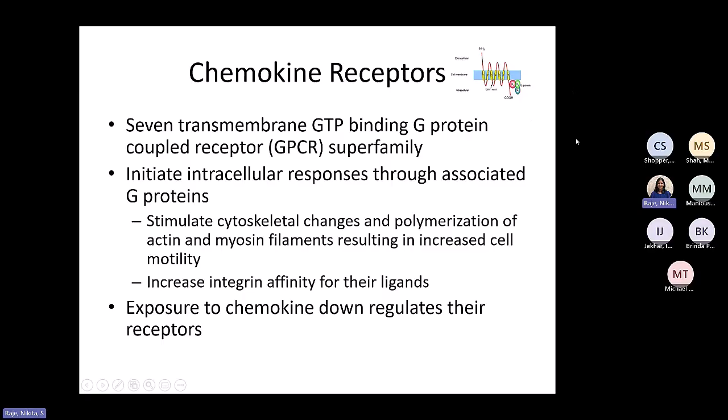So the GPCR receptors can bind to the chemokines. And when they are bound, they initiate intracellular responses through associated G proteins. They help in, again, cytoskeletal changes, polymerization of actin and myosin filaments, so that they increase the cell motility. They increase integrin affinity for their ligands, which we'll see in a minute here. And once there is enough chemokine, it can downregulate the presence of receptors on the surface.